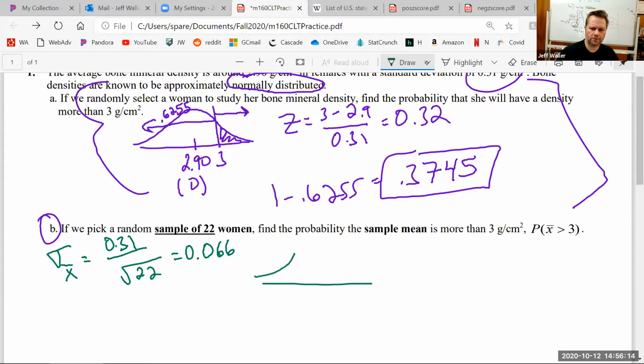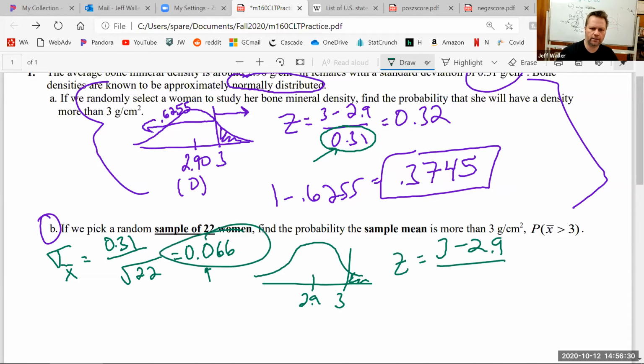Now all the steps are the same except when it comes to this step right here in the work. All the work is the same, except I'm not going to use that. I'm going to use that. So I got my 2.9. I got my 3. I want to find this area. I make a z-score: 3 minus 2.9 divided by the correct standard deviation.